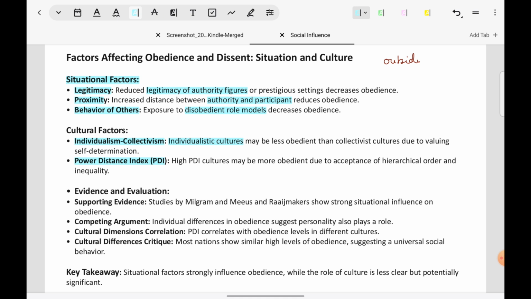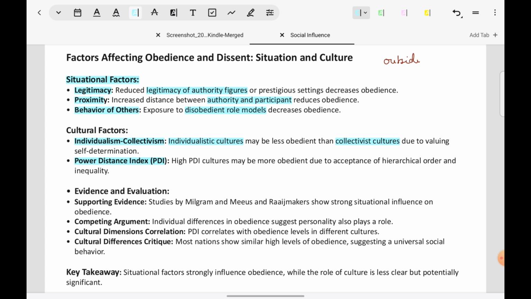Because of this, they feel self-expression is important and they would like to do what they believe in, not what someone else is instructing them to do. That is why they are less likely to be obedient. In collectivist cultures, the opposite is true. More value is given to the group over oneself.